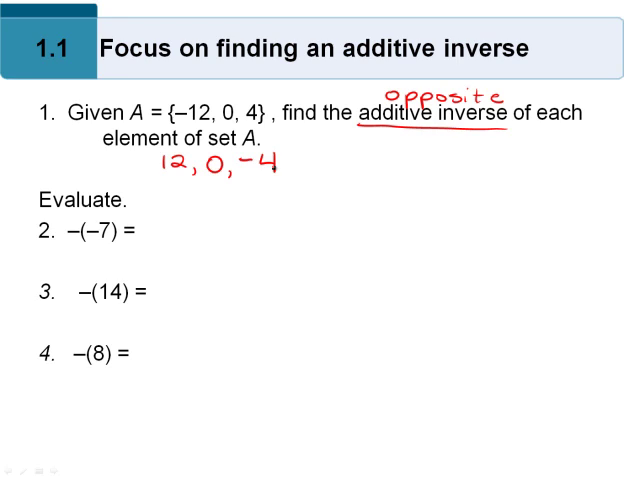Now look at number 2 here. It just says evaluate. So the sign on the outside is telling us to find the opposite of negative 7. So that would be positive 7. The opposite of 14, a positive 14, the opposite would be negative 14. And this last one, the opposite of 8 would be negative 8.